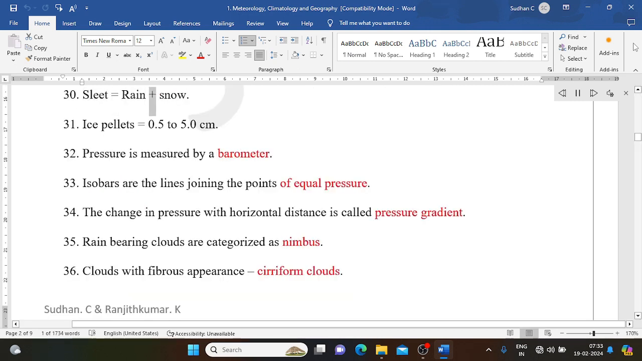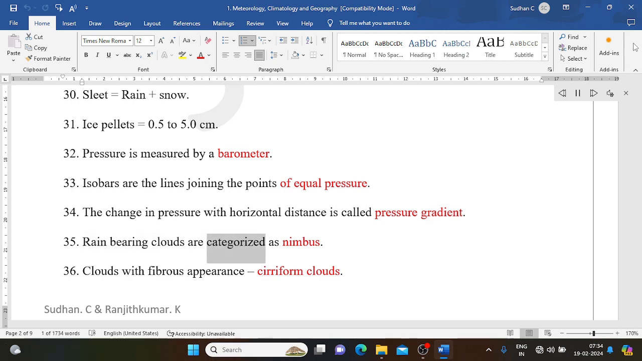Sleet equals rain plus snow. Ice pellets equals 0.5 to 5.0 centimeters. Pressure is measured by a barometer. Isobars are the lines joining the points of equal pressure. The change in pressure with horizontal distance is called pressure gradient.